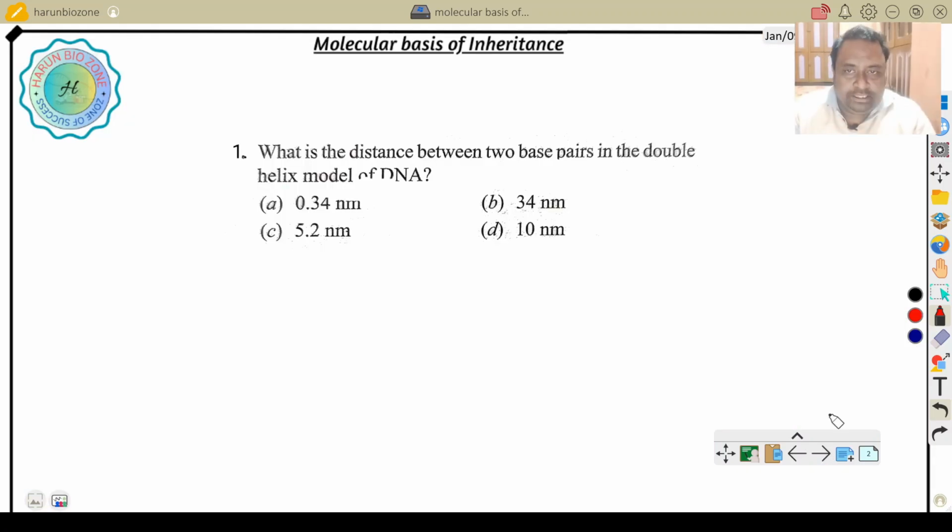The first question is, what is the distance between two base pair in the double helical model of DNA? In the double helix DNA model, the distance between two base pair is 0.34 nanometer. The A option is correct. Let me explain.